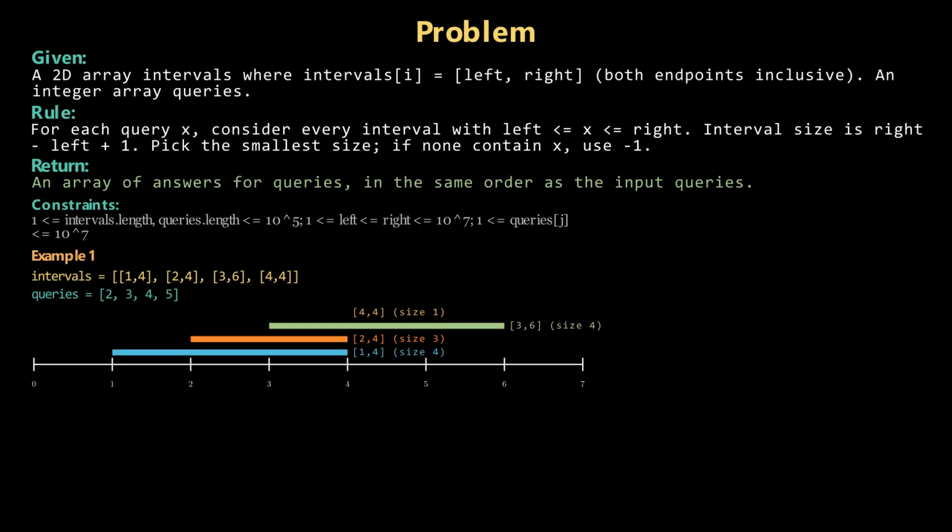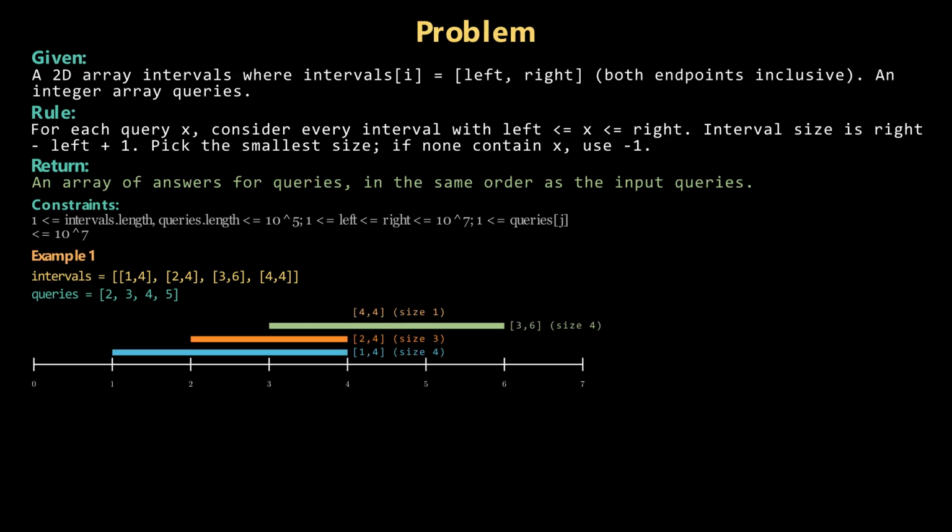Given closed intervals on the number line and a list of query points. For each query, among intervals that contain that point, find the smallest interval size. If no interval covers the query, the answer is -1. Return all answers in query order.